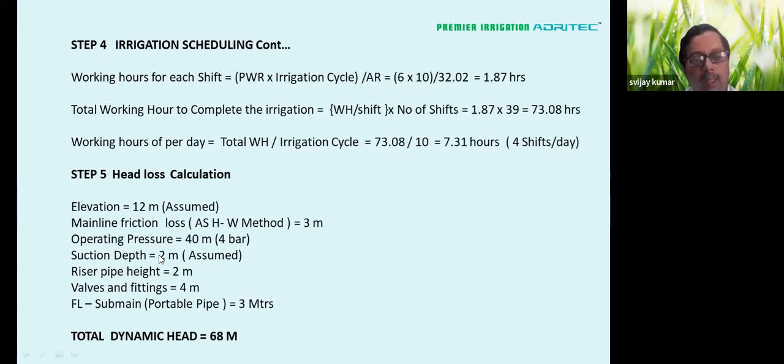When you total up all the head losses, the total dynamic head comes to 68 meters, unlike the earlier problem where we got only 41 meters. This is a bigger rain gun covering a larger area, and therefore the dynamic head required, and so the horsepower requirement, is definitely going to go up.